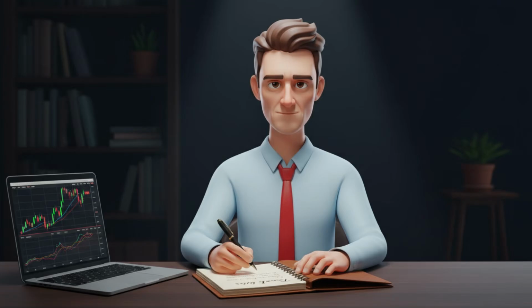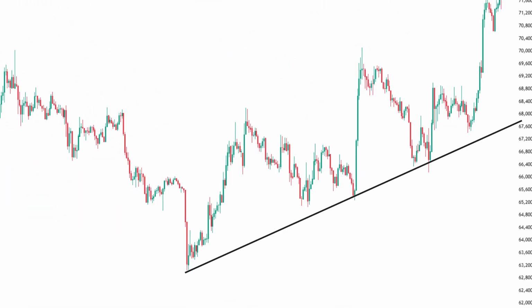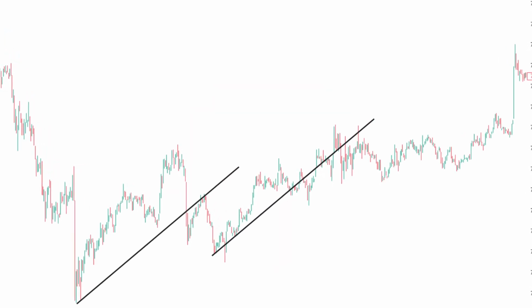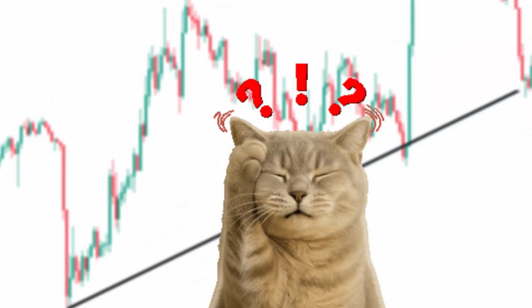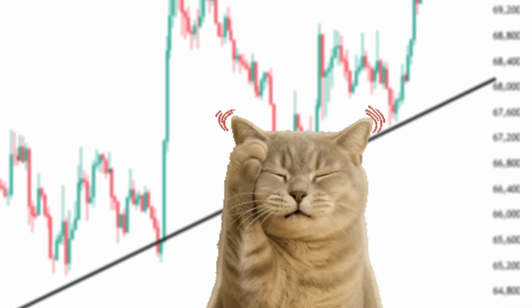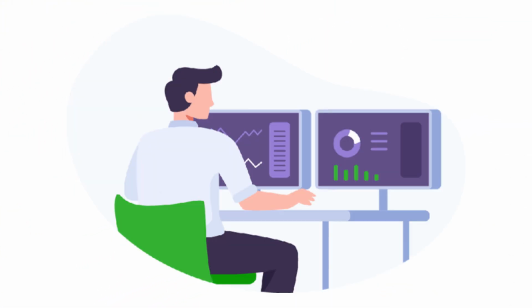Hey traders, trend lines are one of the most powerful tools in trading, but the problem is most traders are still using them completely wrong. The most confusing part about trading trend lines is that every trader seems to draw them differently.